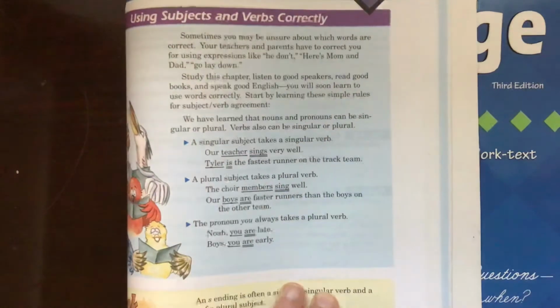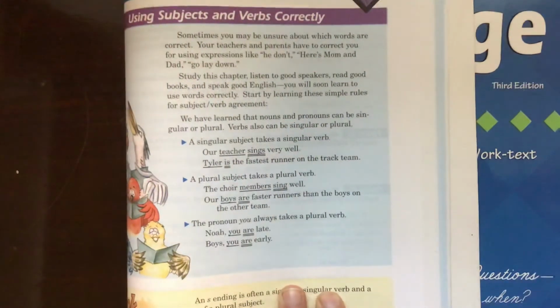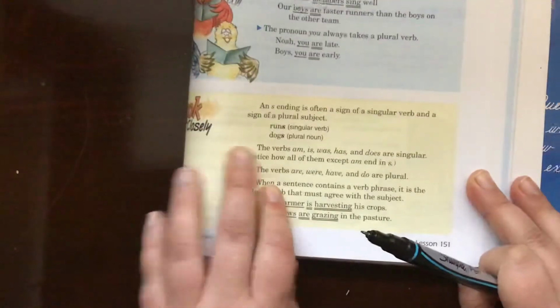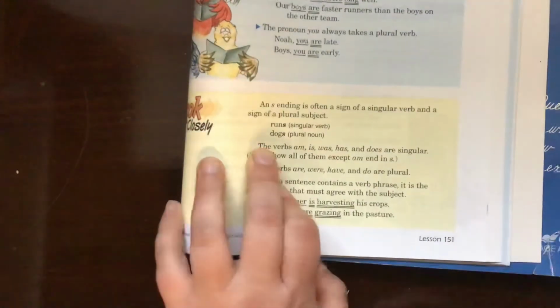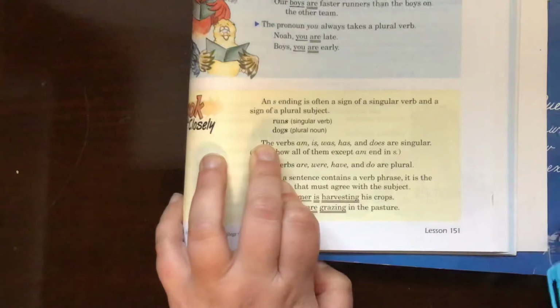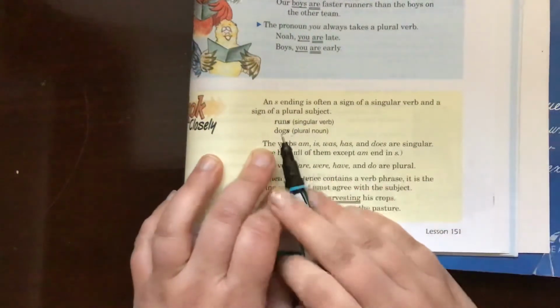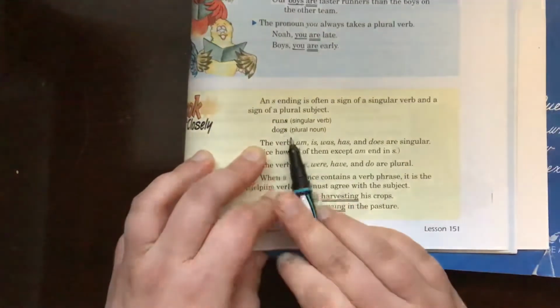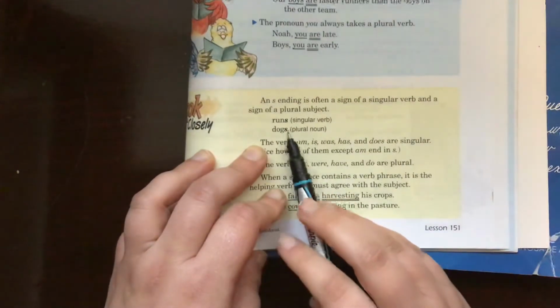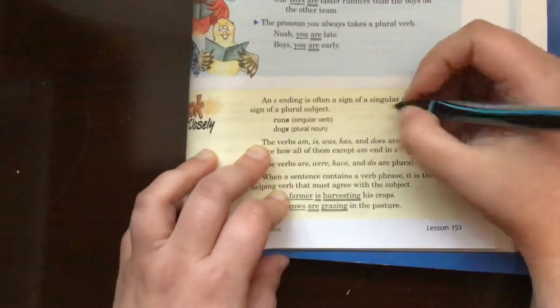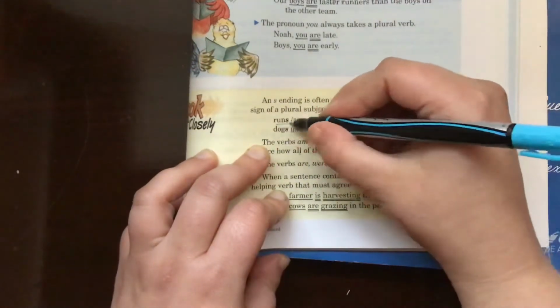So we're basically going to go over how we use different subjects and verbs properly and some very common mistakes that people make. And to start that off, we're going to look at how a verb changes whether we have a singular verb or a plural verb. So if you look here, we have two different things. We have ones with S's and so on and so forth. So sometimes a verb will have an S on the end of it, like runs.